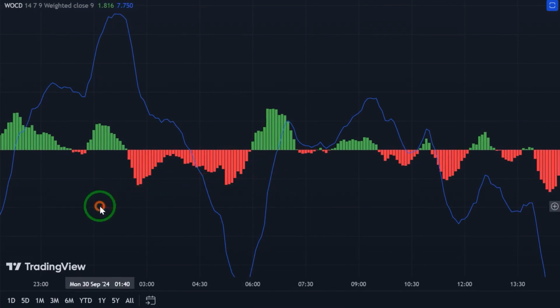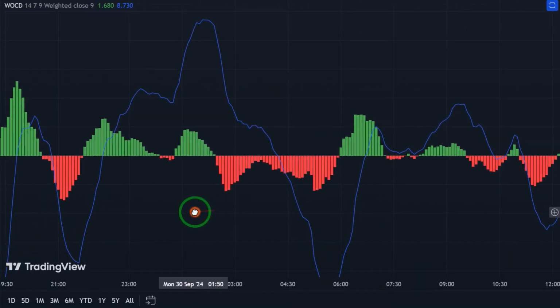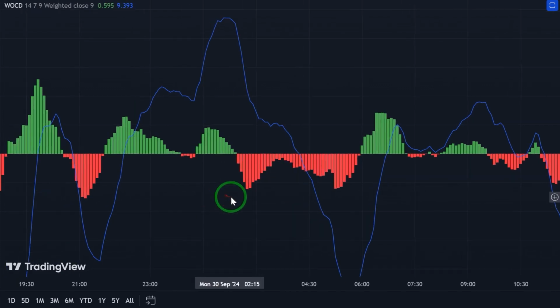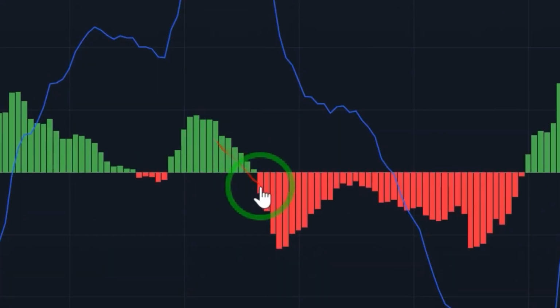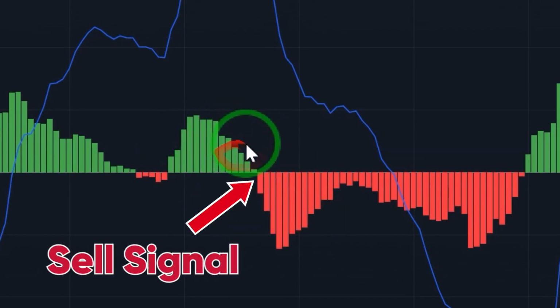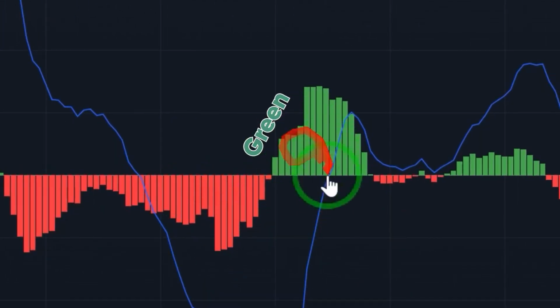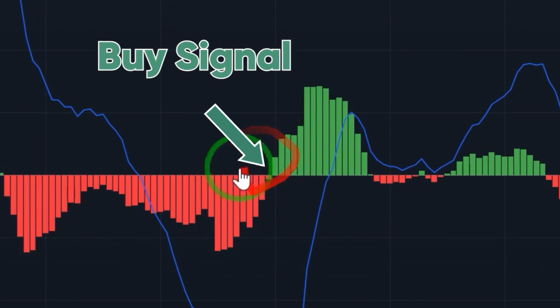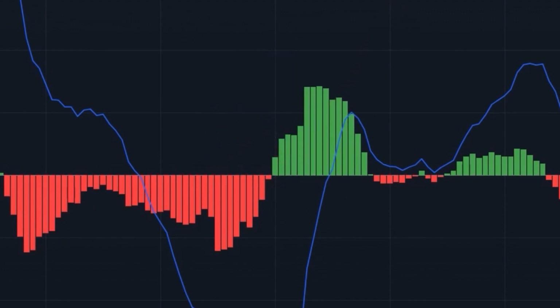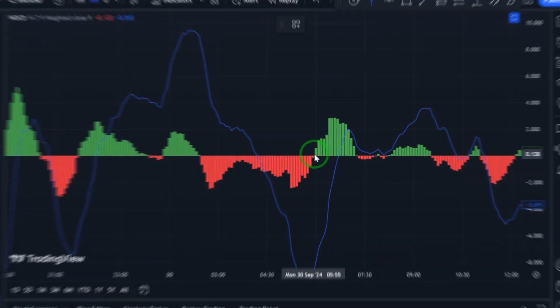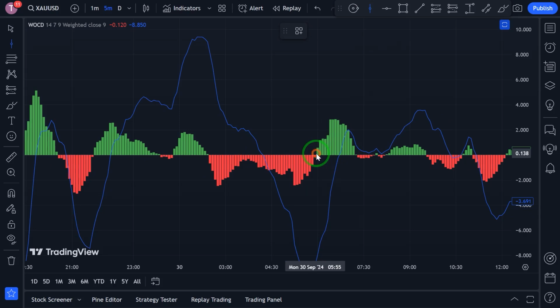However, the way we will use this indicator in today's strategy is to help us find our entry points for trades. When the columns in the indicator change color from green to red, we consider that point as a sell signal. Conversely, when the red columns change to green, we view that point as a buy signal. To fully understand this, I've provided several examples and explained the entry points on the chart.